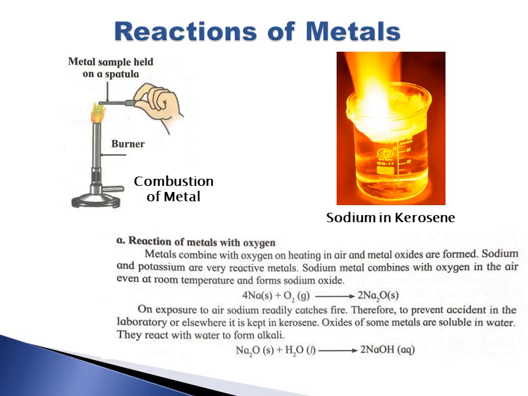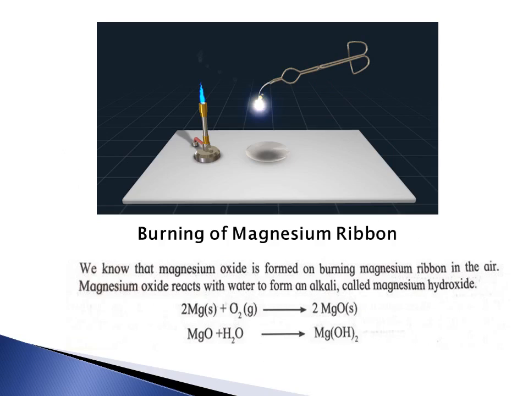Oxides of some metals are soluble in water. They react with water to form alkali. See the reaction. Sodium oxide with water gives sodium hydroxide. Here you can see the burning of magnesium ribbon in the air. When magnesium burns in the air, it forms magnesium oxide. And this magnesium oxide, when it reacts with water, forms an alkali called magnesium hydroxide. Just see the reaction. Magnesium plus oxygen giving magnesium oxide, and magnesium oxide plus water giving magnesium hydroxide.